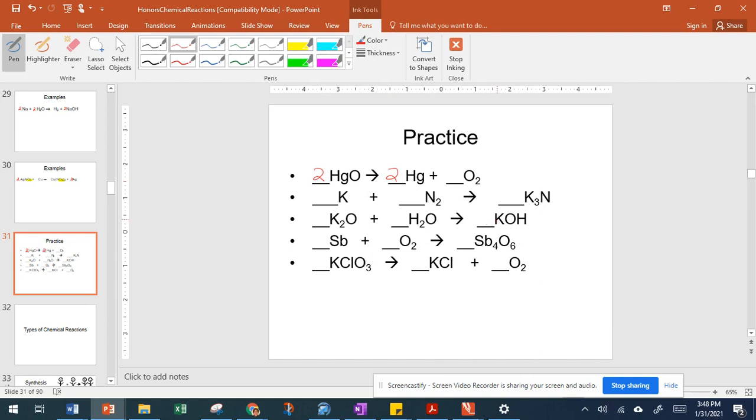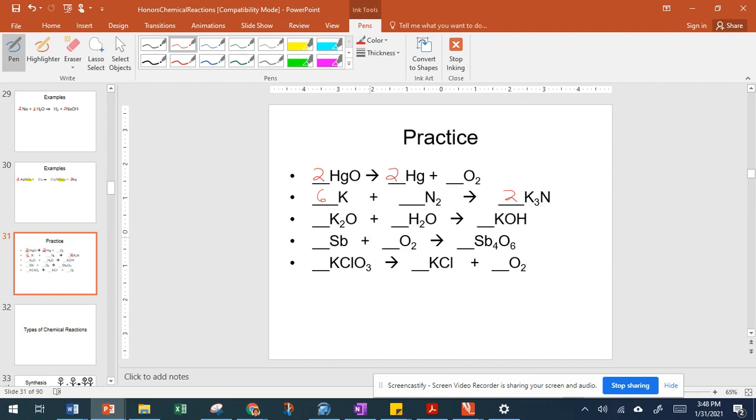For the second one, I would leave potassium to last because that'll be pretty easy to balance. And we see here we have 2 nitrogens. I would add 2 here to balance the nitrogen. And then I would add a 6 to balance that potassium.